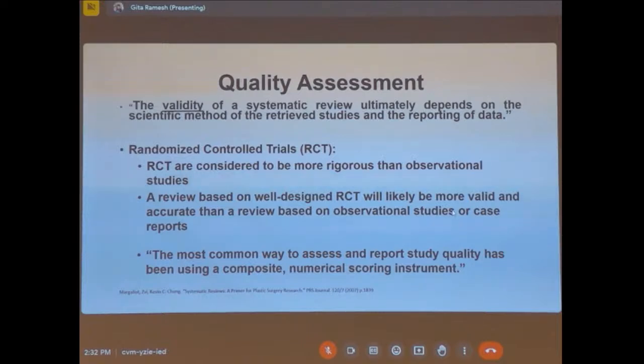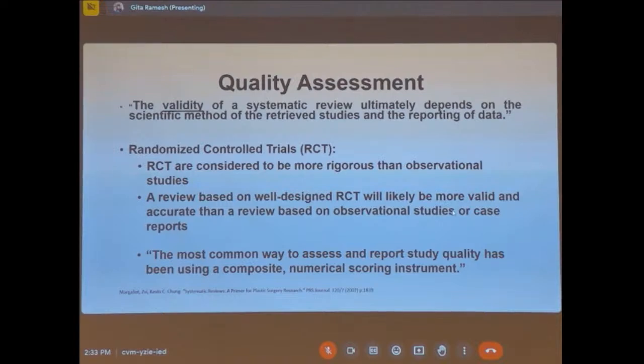In randomized controlled trials, RCTs are considered to be more rigorous than observational studies. That means in the systematic review, you need to give more importance to RCT. A review based on well-designed RCTs will likely be more valid and accurate than a review based on observational studies or case reports, because in a scientific study, observational studies and case studies always have the lowest level of evidence as compared to RCT, which is immediately after systematic review.